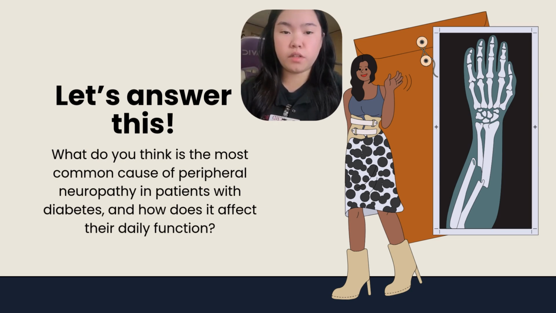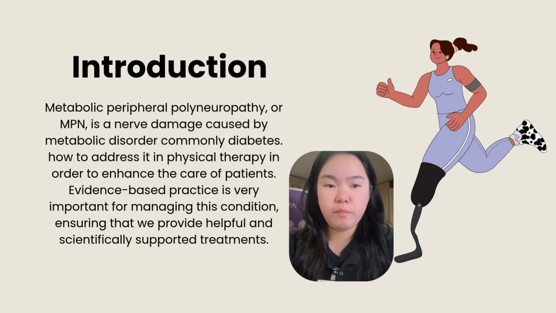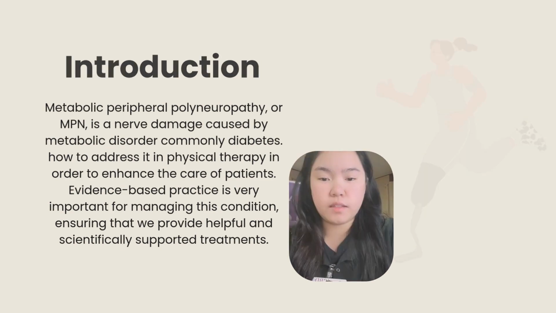What do you think is the common cause of peripheral neuropathy in patients with diabetes, and how does it affect their daily function? So metabolic peripheral polyneuropathy, or MPN, is nerve damage caused by metabolic disorder, which is commonly known as diabetes. In physical therapy, in order to enhance the care to the patient, evidence-based practice is very important for managing the condition, ensuring that we provide helpful, scientifically supported treatments.